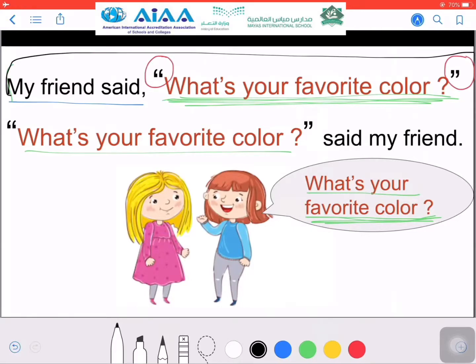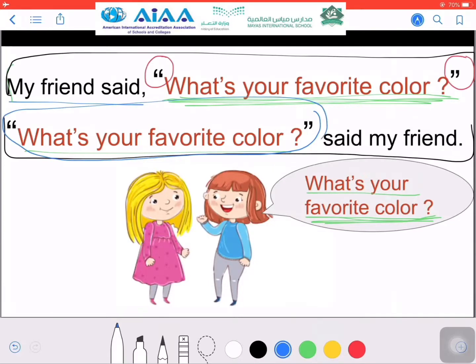We have two sentences inside one sentence. We have the big sentence, which is, what's your favorite color, said my friend. This is the big sentence. And inside it, I have another small sentence, or sometimes it can be a big sentence. Okay, but I have two sentences together, one inside the other. So here is the quotation sentence. Quotation starts with a capital letter and ends with punctuation.